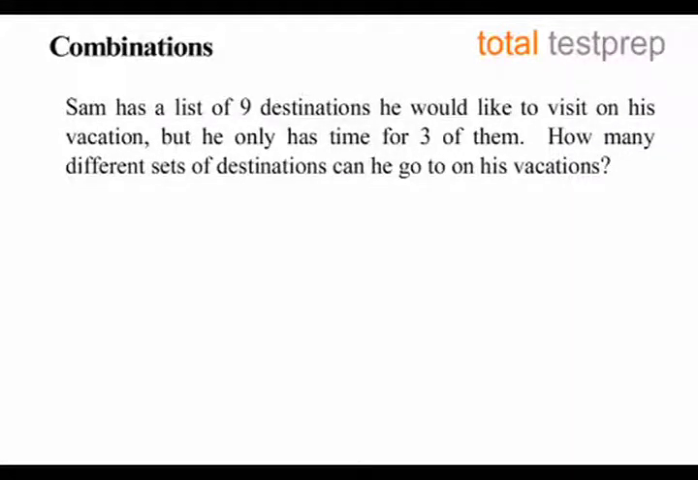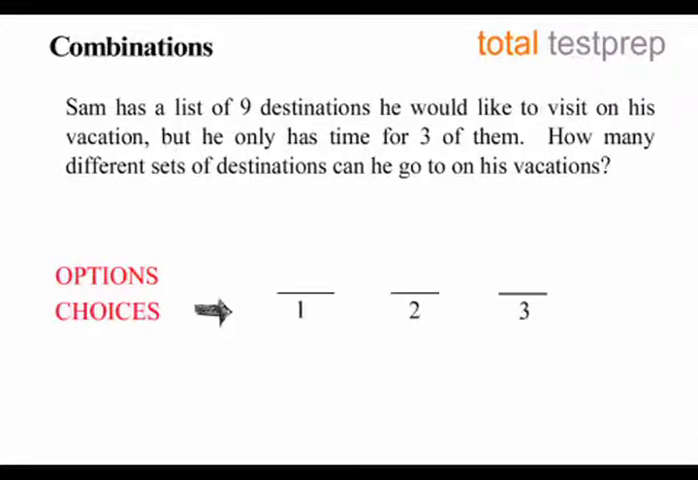And what about this one? Sam has a list of 9 destinations he would like to visit on his vacation, but he only has time for 3 of them. How many different sets of destinations can he go to on his vacation? Once again, let's think in terms of options and choices. Sam has to make 3 choices because he has only time for 3 places to go on vacation. Poor Sam. So if he has 3 choices, you have to ask yourself, how many options does he have for each choice? Since he has a total of 9 destinations he would like to visit, he has 9 destinations to pick from for his first choice. Once he goes to that one, he has 8 destinations left for the second choice. And once he goes to that one, he has 7 destinations for the third choice.